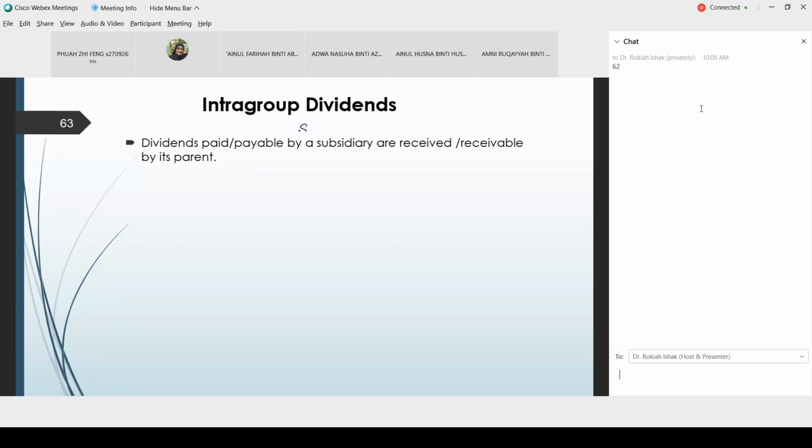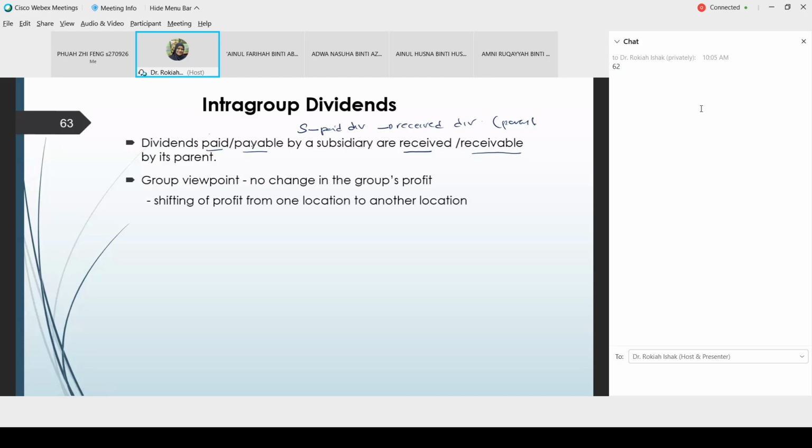Okay, when the subsidiary pays dividends, the dividends are going to be received by the parent. Paid or payable: paid means that you already paid, and the parent receives it. If the dividend is payable, it means you only announced it but have not yet paid, and for the parent it becomes a receivable.